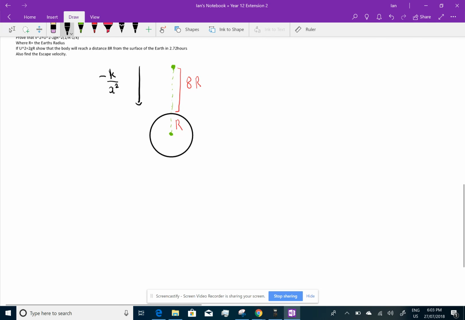Now, that's our situation. That's what we've got. We're throwing something up from the Earth. It's going to reach a long way up because 8 times the radius of the Earth is a long way. So we've projected it up there and we have to resolve these forces. So let's have a think about this.